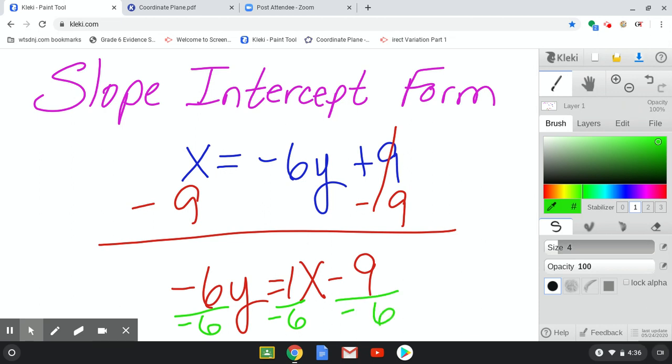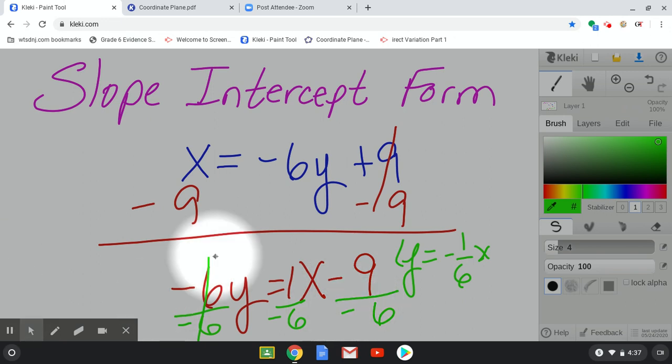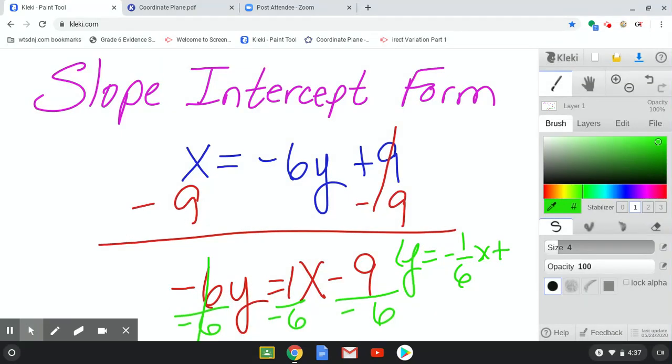Okay, so now these cancel, and I finally have my y by itself, a 1y. So this ends up being y is equal to -1/6 x. Now here you have to know your integer rules. A negative divided by a negative is going to give us a positive. So in that case, I'm going to put a plus sign here. And then 9/6, you can simplify that down. That would be 3/2.